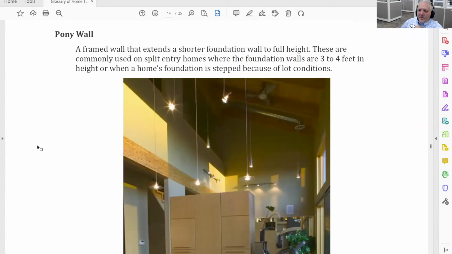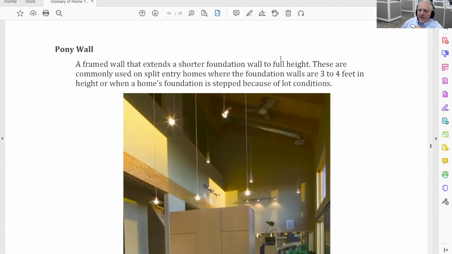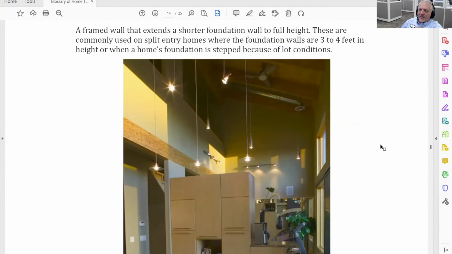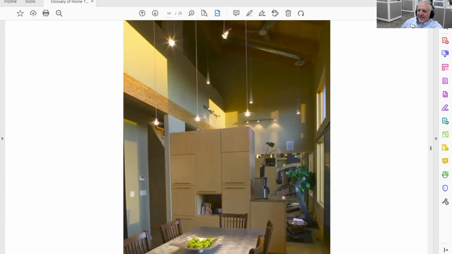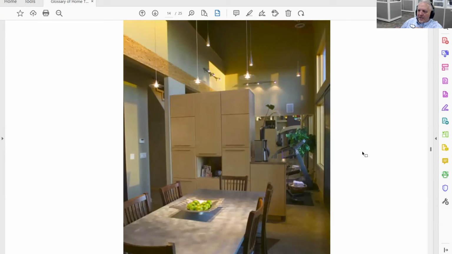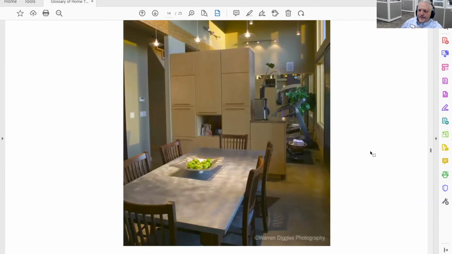This is an example of something called a pony wall, a frame wall that extends a shorter foundation wall to a full height. These are commonly used in split entry homes where the foundation walls are 3 to 4 feet in height, or when a home's foundation is stepped because of a lot condition. So this is kind of an example of a pony wall. In this case, it's just a room divider more than anything, but it's a good example of a pony wall.